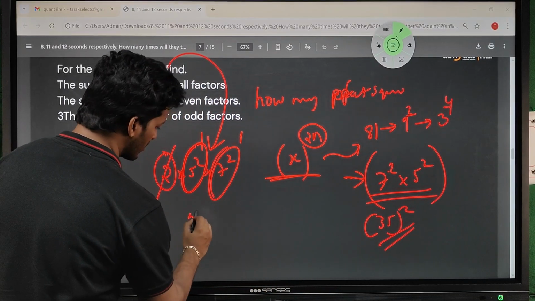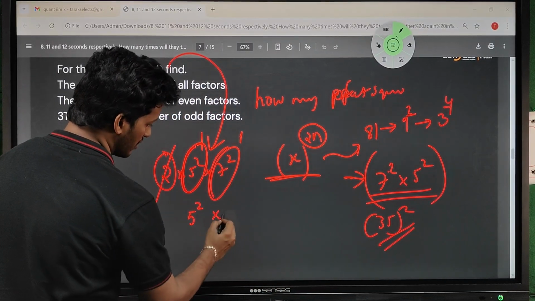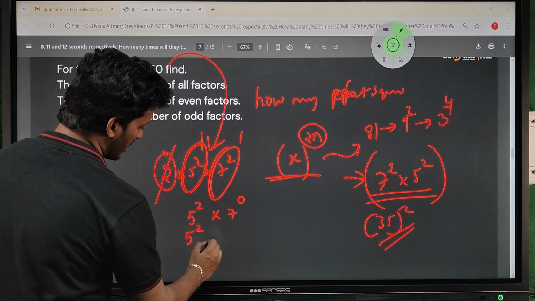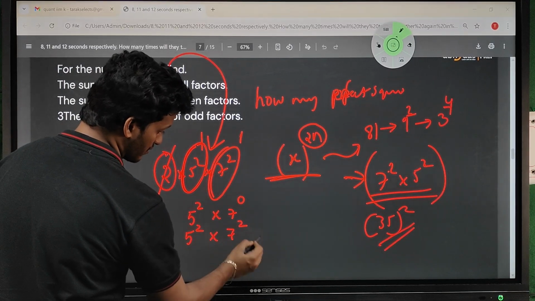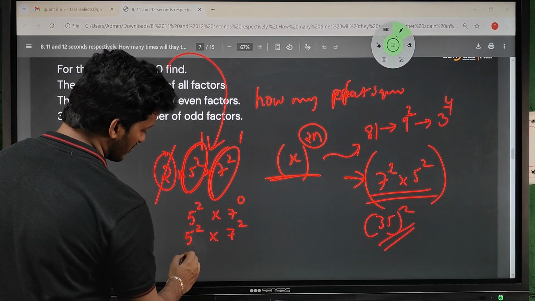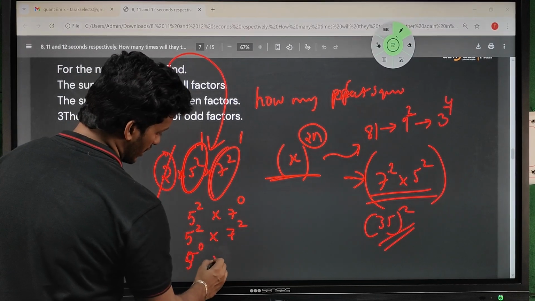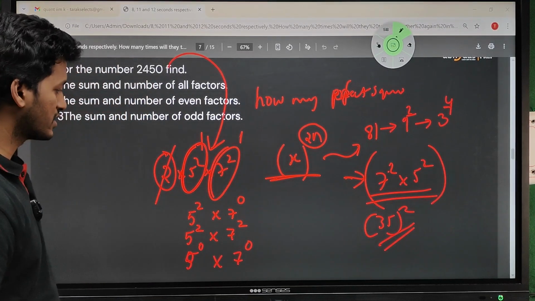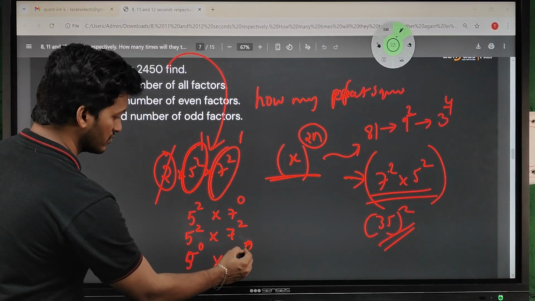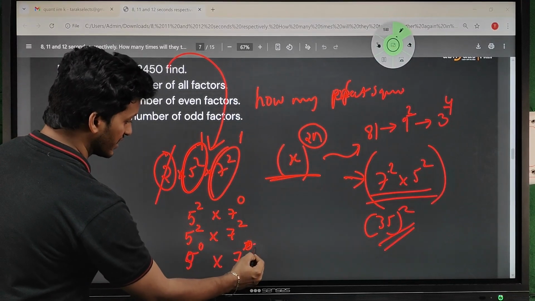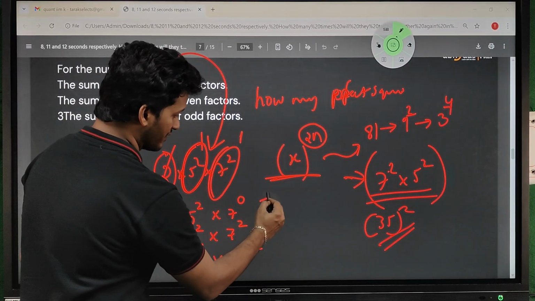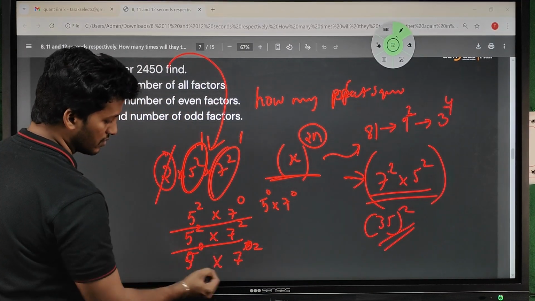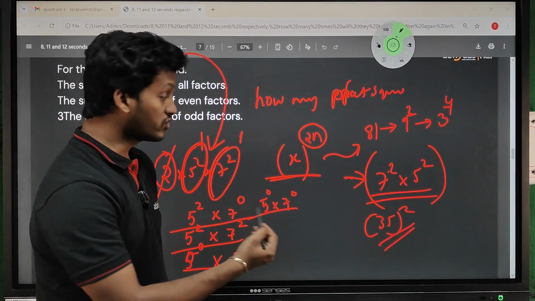I can write it as 5 square into 7 power 0. And the same way, 5 square into 7 square. Another one is 5 power 0 into 7 square, and obviously 5 power 0 into 7 power 0. How many perfect squares are there now? 4 perfect squares. So how to find them?